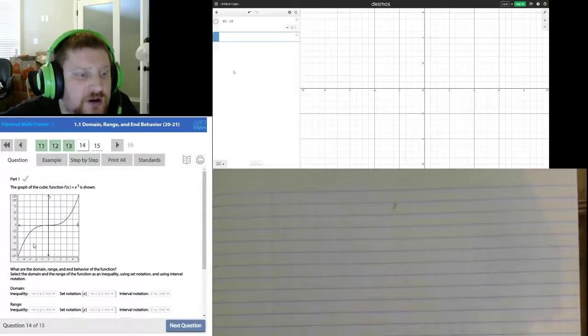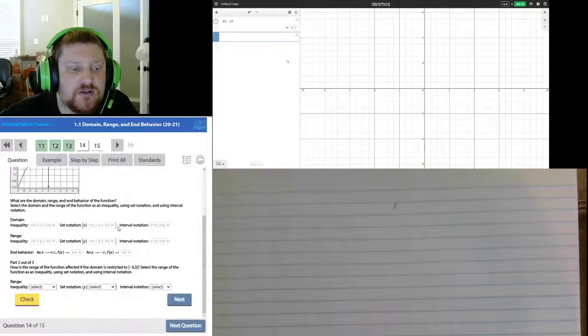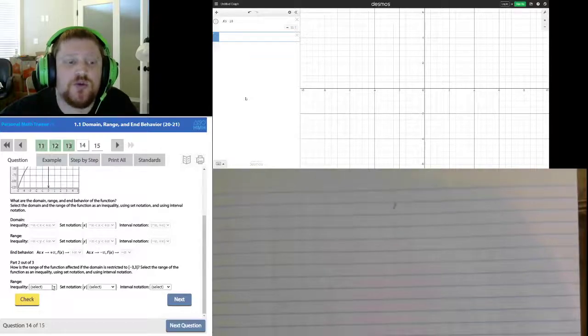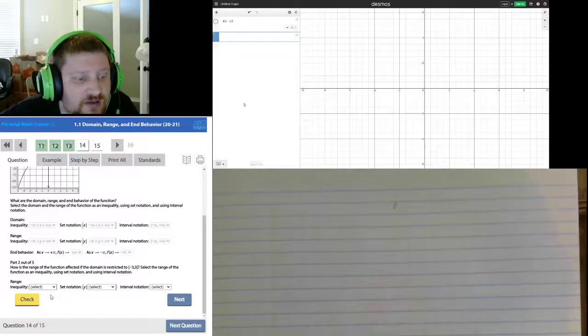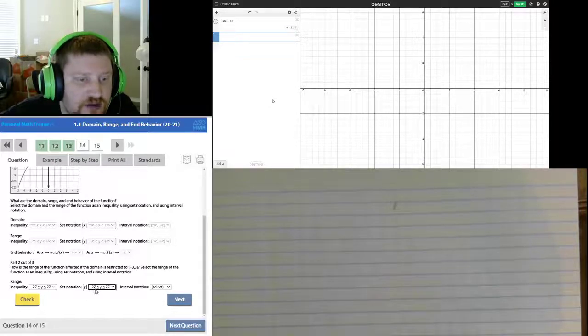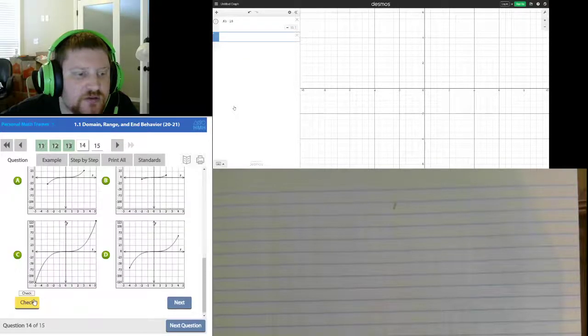Well, if I restrict my domain negative 3 to 3, you'll notice that I'm doing x to the third, so negative 3 times negative 3 times negative 3, that's going to be negative 27. 3 times 3 times 3 is positive 27. So my range is negative 27 is less than or equal to y is less than or equal to 27. Set notation, pull in the same one, all values y such that negative 27 is less than or equal to y is less than or equal to 27, and interval closed on both ends. Done.